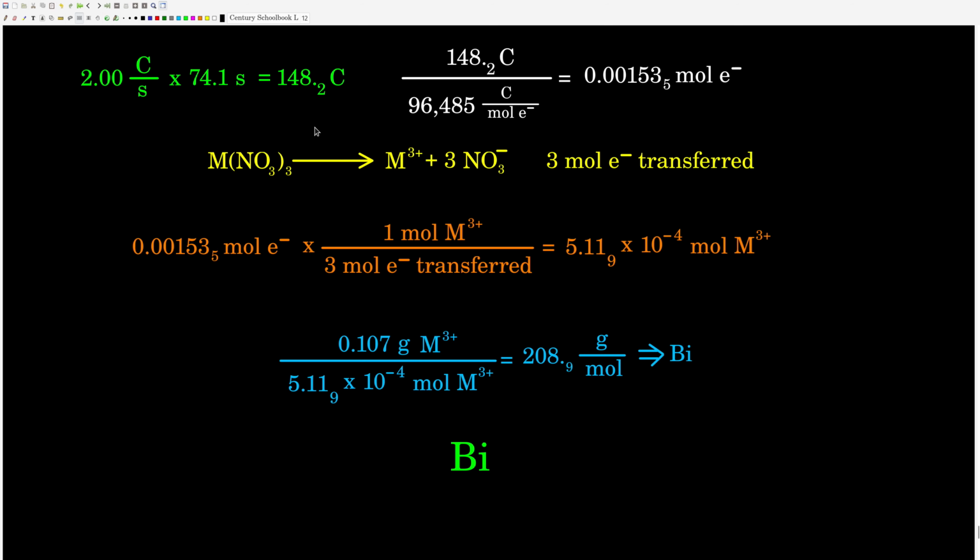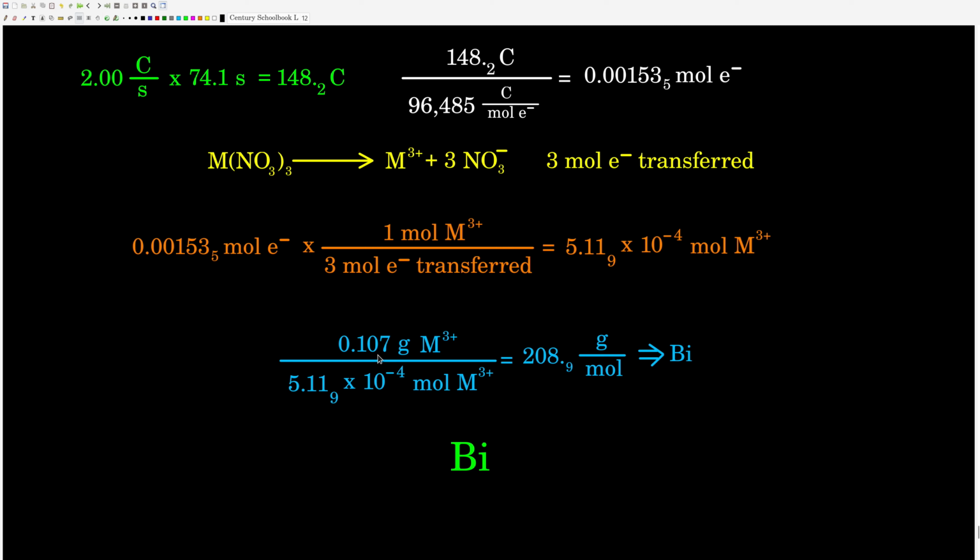Welcome back, guys. So take the current, 2 amps, or 2 coulombs per second, times the time, 74.1 seconds, and we see that 148 coulombs of charge have been passed through that circuit. So we take the charge divided by the charge per mole of electrons, Faraday's constant, and we see that we transferred 0.00154 or so moles of electrons. And because this is a +3 ion, that means 3 moles of electrons were transferred. So we have this many moles of electrons transferred times 1 mole of the metal per 3 moles of electrons transferred, and we see that we plated out 5.12 or so times 10 to the -4th moles of the metal ion becomes just metal with no charge.